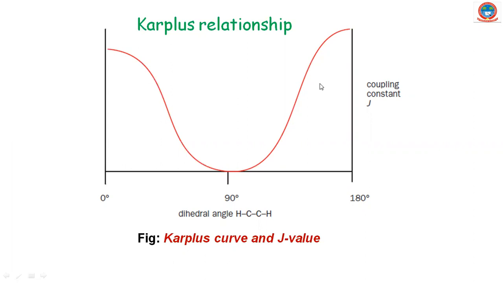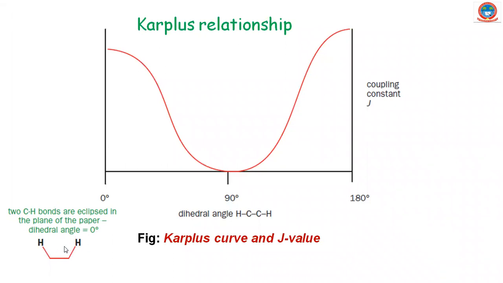We can say maximum J value, J maximum. Fine. Now see here, for example, you see these two carbons, and consider these two protons.